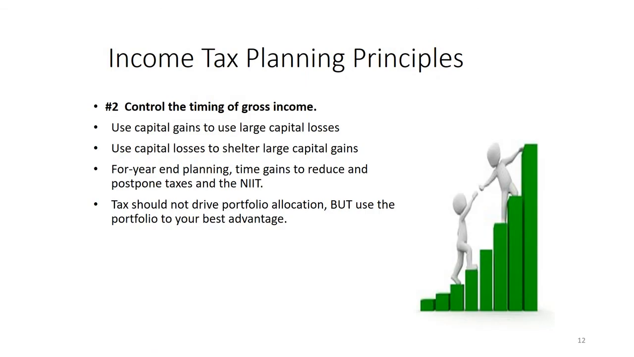Okay, so your income tax planning principle: control the timing of gross income. So if it's possible, use your capital gains in order to use up capital losses to negate each other. Use capital losses to shelter large capital gains. For year-end planning, if you can, and sometimes it's possible, time gains to reduce and postpone taxes in the NIIT. And tax, remember, should not drive portfolio allocation, but you can use a portfolio to your best advantage. So these tax planning principles really are something we've talked about before, but it's a good review.